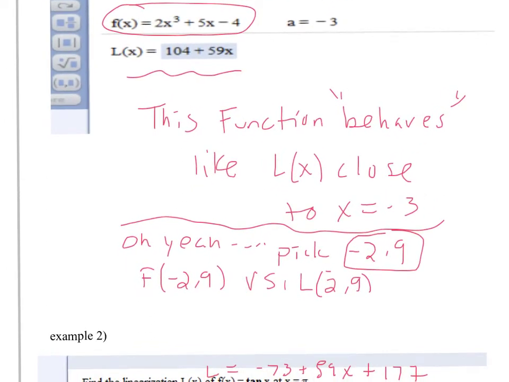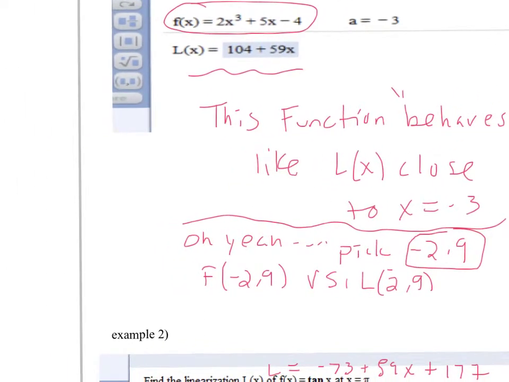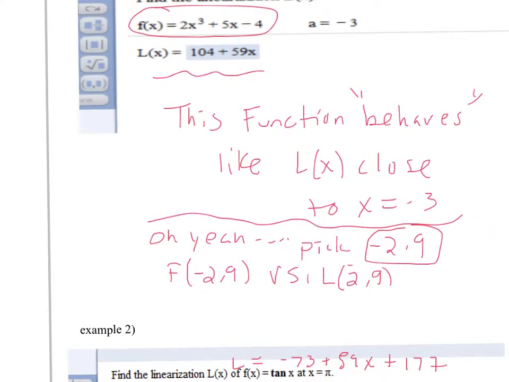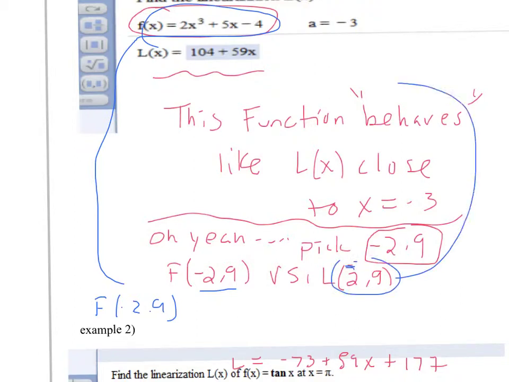That's really all I was trying to get across, is that it behaves. In other words, these values better be arbitrarily close. So let's go ahead and take a look. Let's store -2.9 into the original function. All you're going to do is take -2.9 and store it into the original function. Then I want you to take -2.9 and store it into the linear approximation. That's a lot of number crunching there. I'm going to hit pause and let you do that, and you see if you match up with me.